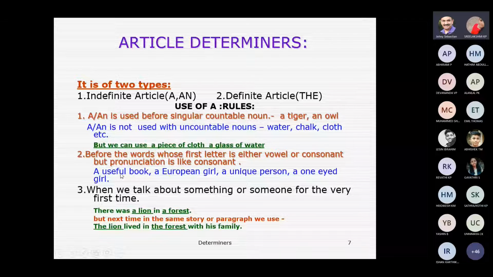When we talk about something or someone for the very first time, we use a. There was a lion in a forest. You are speaking about the lion for the first time, and the forest you are referring to for the first time. So a. But next time in the same story or paragraph, we use the lion, the forest. First you say a lion, but the second time you have to say the lion. And first a forest, second time the forest.